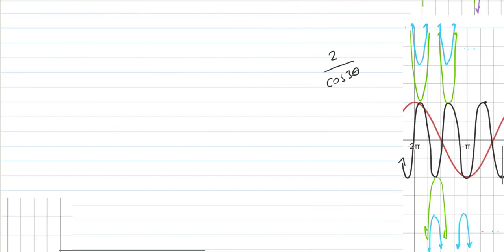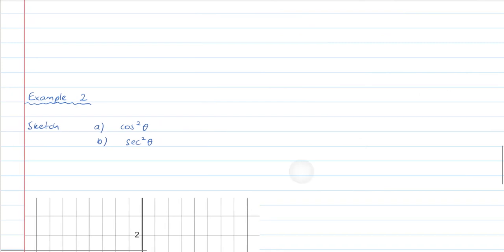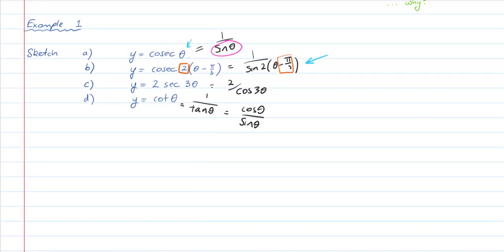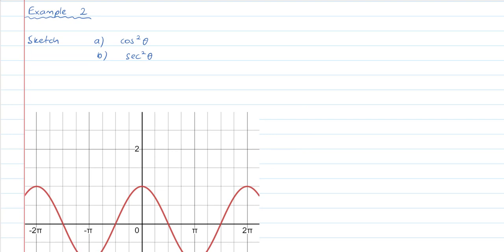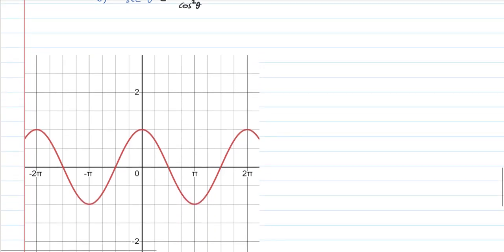Okay, so that's our sketching. Hope that wasn't too rushed for you, but you can play around with those, and obviously you would try and be a little bit neater. And that's cot theta as well. So let's have a quick look at example 2. Sketch cos squared theta and then therefore sec squared theta, because remember sec squared theta will be 1 over cos squared theta. So there's cos theta.